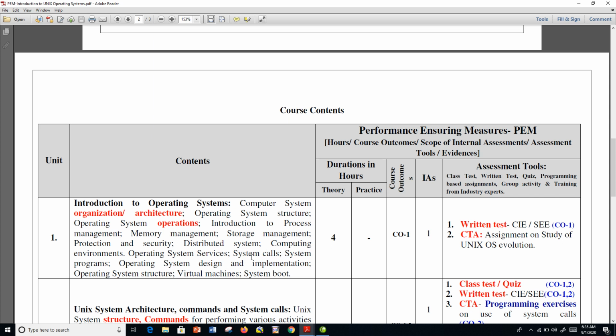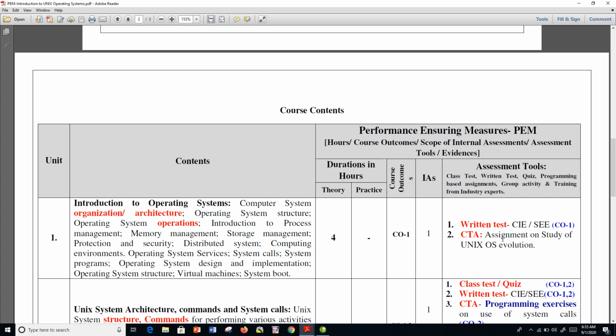The first chapter deals with the introduction to the Unix operating system, different parts of an operating system, and their working principles. Different parts include process, memory, devices, file systems, etc. So you will come to know about that. Four hours we'll be spending on that. It focuses on course outcome number one, and this portion is covered for IA one.